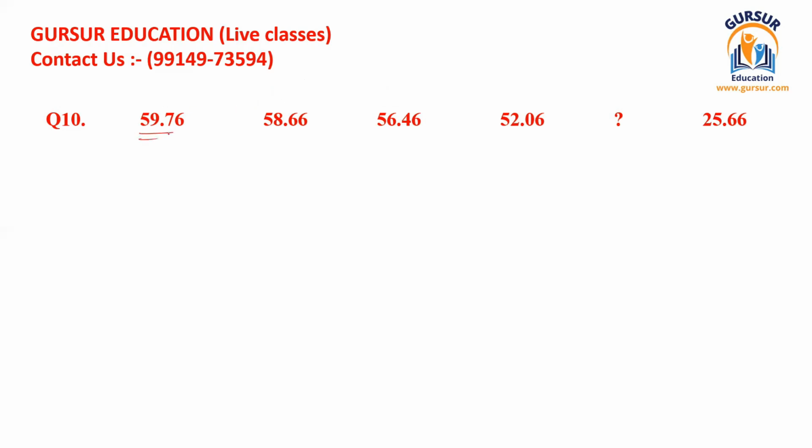So when we reduce 58.66 from 59.76, we get the answer of 1.10. This is our answer. When we reduce 56.46 from 58.66, you get the value of 2.20. Okay, so when we reduce 52.06 from 56.46, we get the value of 4.40. So that's very easy.